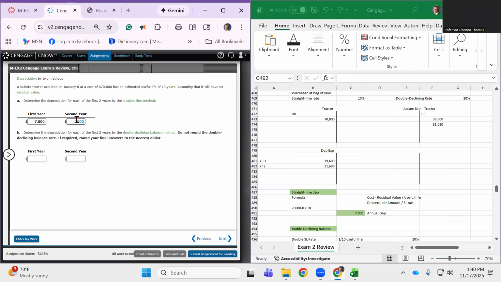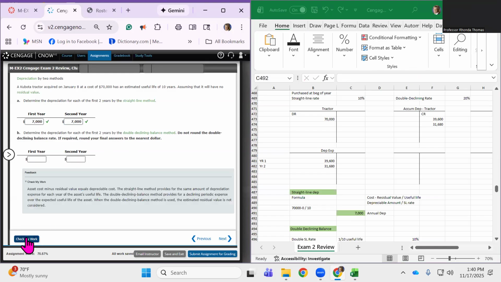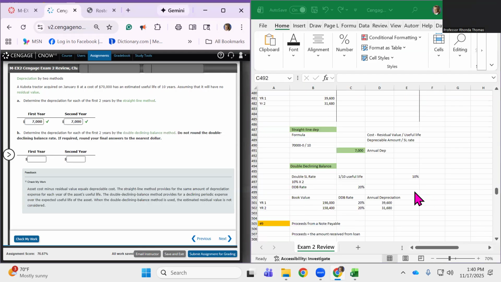Okay, so that's good. That's what's nice about straight line, is once you find one year, then it's the other. Now let's go do double declining rate.